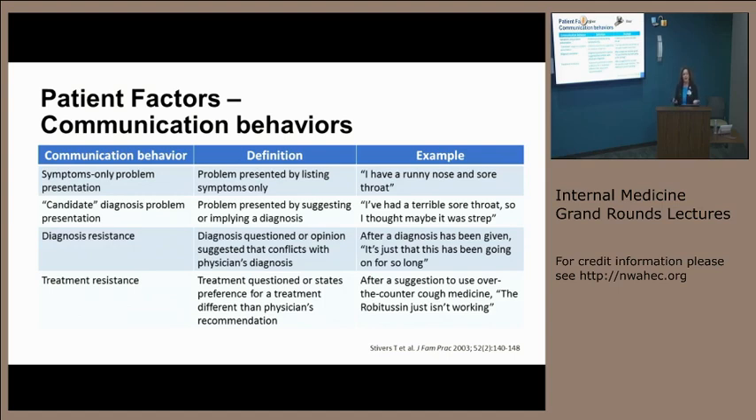Or how about after you give her her diagnosis, she says, it's just that this has been going on for so long. That's called diagnosis resistance. Or how about after you suggest some over-the-counter cough medicine, she says, well, the Robitussin just isn't working. In your mind, which one of those would you think means that she wants antibiotics? In the study, physicians identified a candidate diagnosis problem presentation and diagnosis resistance as meaning patients want antibiotics.